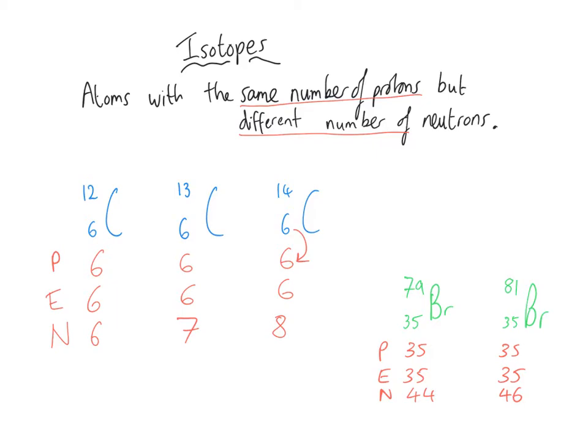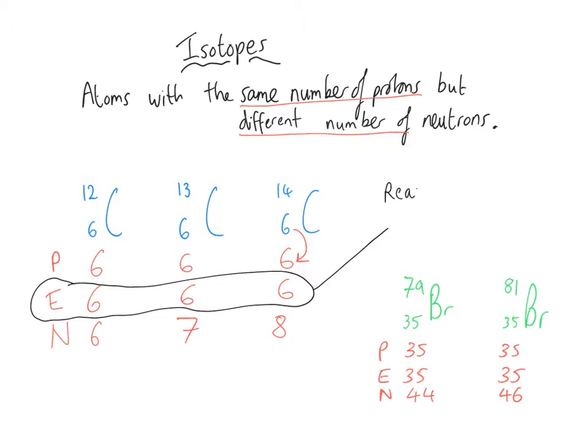Now, a really important thing about isotopes is their reactivity. And actually, reactivity is governed by the one particle which isn't mentioned in the definition of what isotopes are, which is electrons. And the fact that these 3 isotopes of carbon have all got the same number of electrons, they will react in the same way chemically, irrespective of the fact that they're slightly different masses. And the same would be true for the bromine. Those 2 bromine atoms would react in the same way because they have both got 35 electrons.